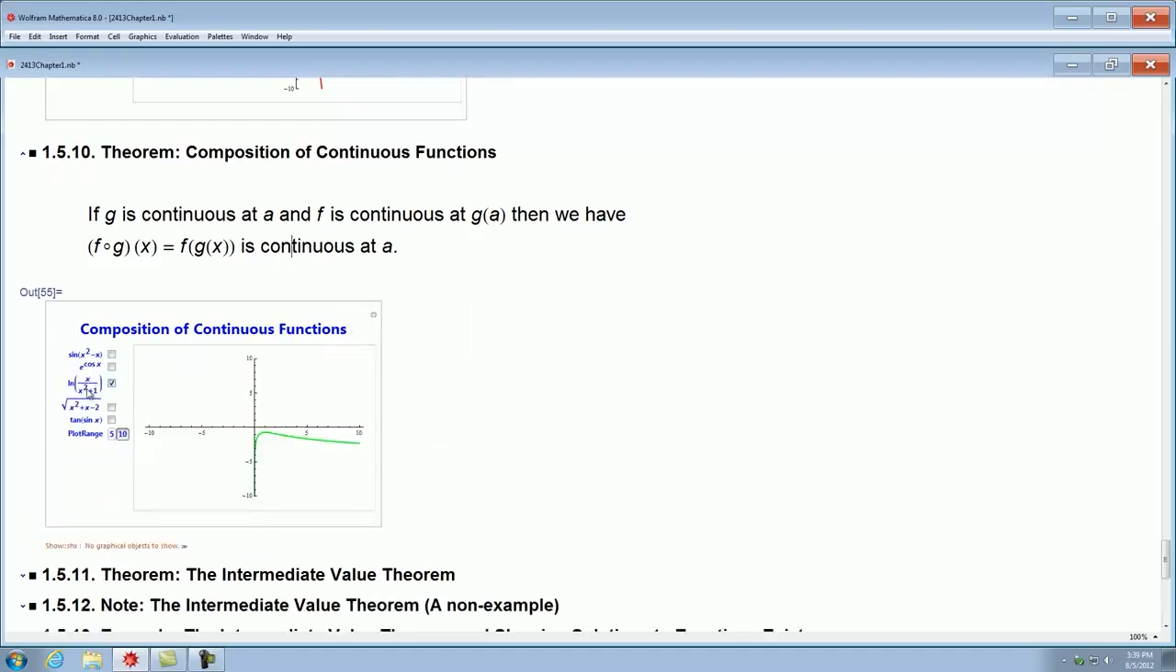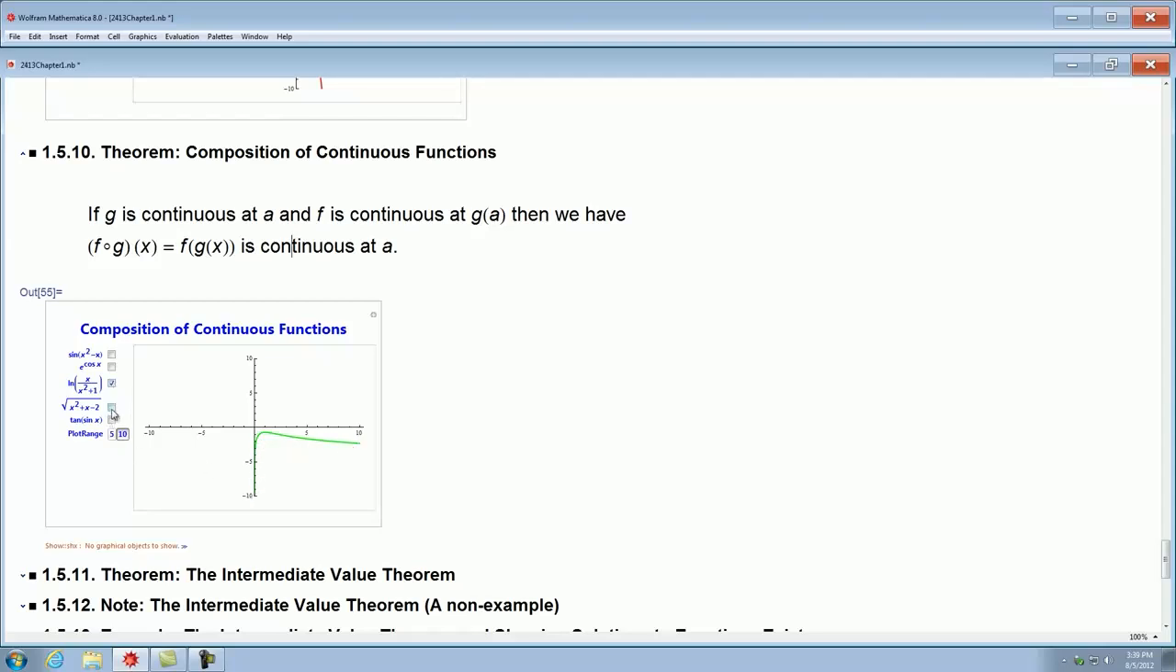Natural log of x over x squared plus 1. Okay, this is a rational function. The denominator can never be 0, so this is defined everywhere, so it is continuous everywhere. And then the natural log function is also going to be continuous. So you have a continuous function inside of a continuous function. The graph of it is continuous on its implied domain.